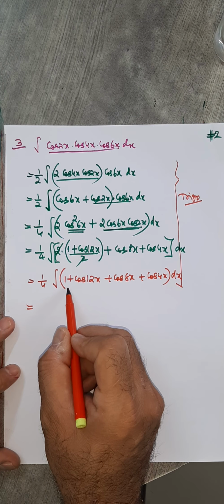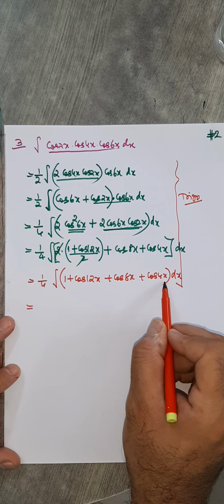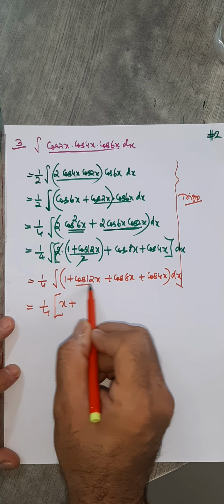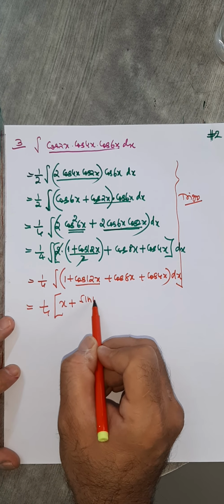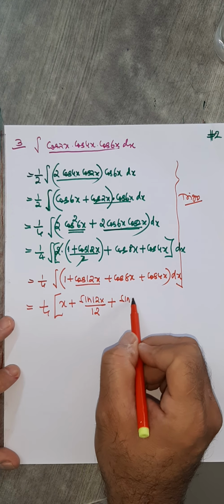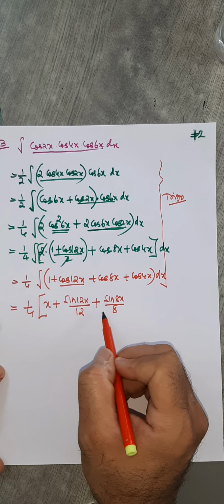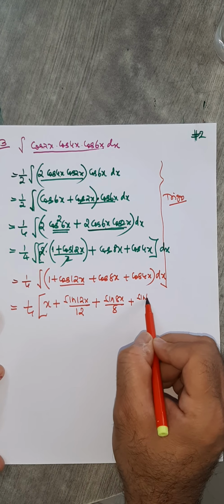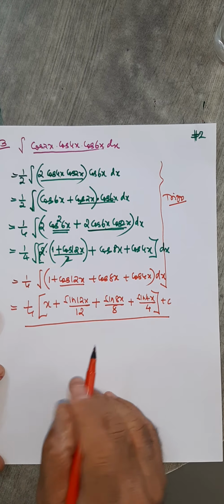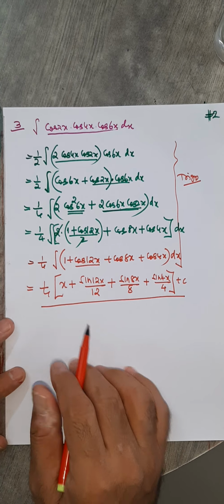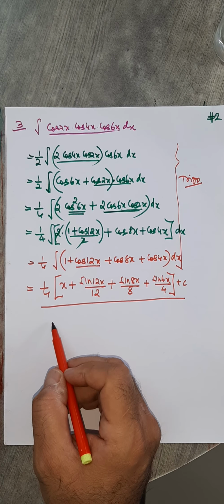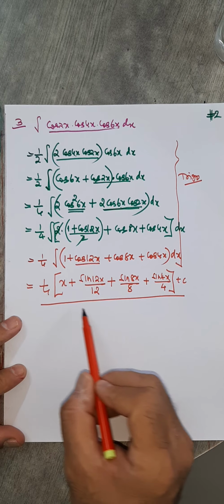Every time you must have noticed that in integration the final step should be the final standard form. Integral of 1 is x, plus integral of cos 12x, you know, sine 12x upon 12, the coefficient of x. Sine 8x upon 8, sine 4x upon 4, plus c. This is your final answer. If you want, you can take this 1 by 4 inside the bracket. Okay, so this is the final integral.